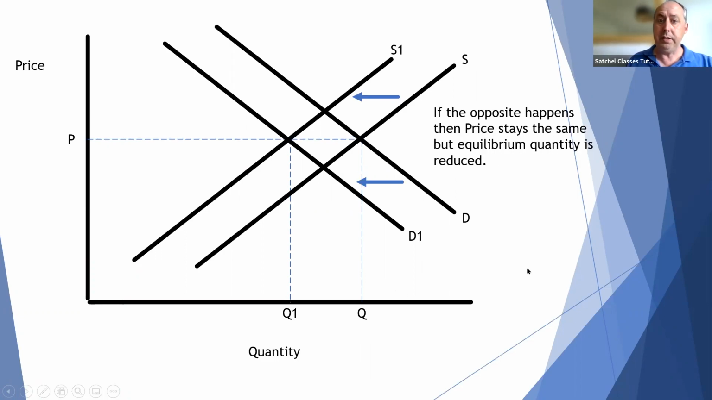If the opposite happens, so if they both shift to the left, then we get the price staying the same, but the equilibrium quantity reducing from Q to Q1. Okay, so we can see that shift to the left.